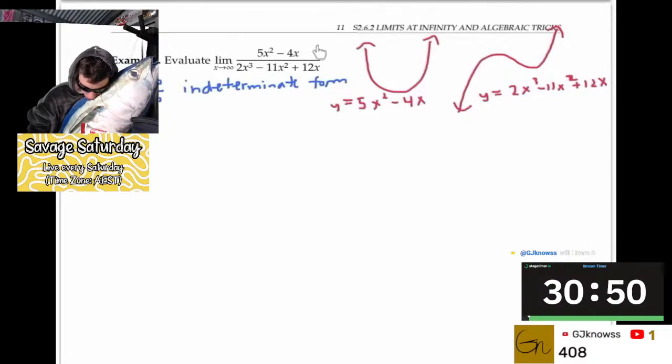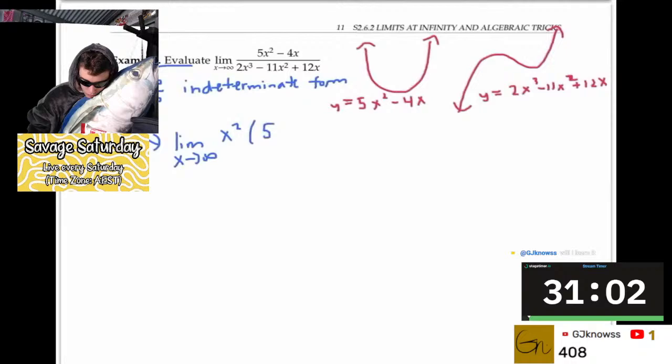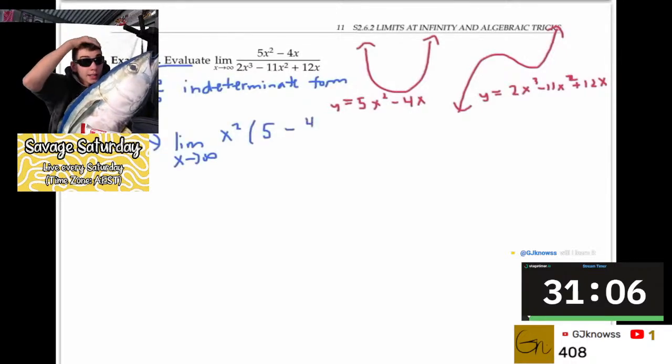So we're going to use algebra to rewrite this expression in a different form that makes it easier to evaluate. Specifically, we're going to factor out the highest power of x that we can find from the numerator and then from the denominator. In the numerator, I'm going to factor out the highest power I see, which is x squared. When I factor x squared out of 5x squared, I get 5. When I factor x squared out of negative 4x, it's like dividing negative 4x by x squared, so I get negative 4 divided by x.